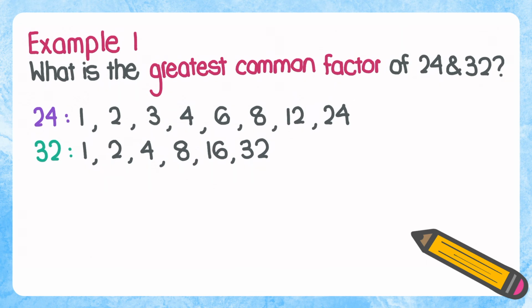So let's find the common factors. What factors are shared? Both have the factors 1 and 2, they don't share 3, but they do share 4, and also 8. And then what is the greatest common factor here? The largest common factor is 8, so we know that our GCF is 8. Again, the greatest common factor here is 8 because it's the largest factor that 24 and 32 share in common.